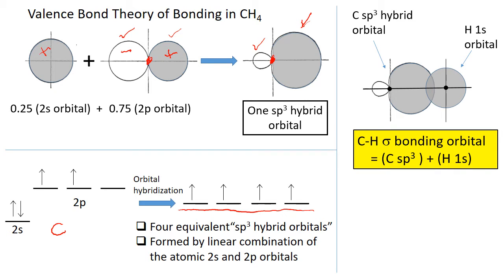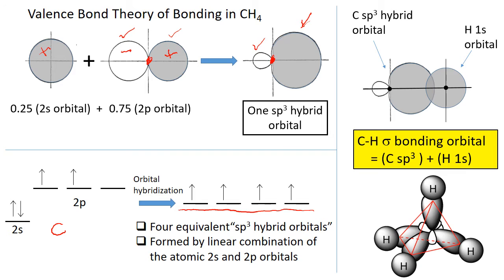And each of my bonding orbitals looks like an overlap of the sp3 hybrid with my 1s orbital. So the bonding orbital is simply the sp3 of carbon plus the hydrogen 1s. Each of those is directed at the corners of a tetrahedron. So I end up with this picture of valence bonding in CH4.